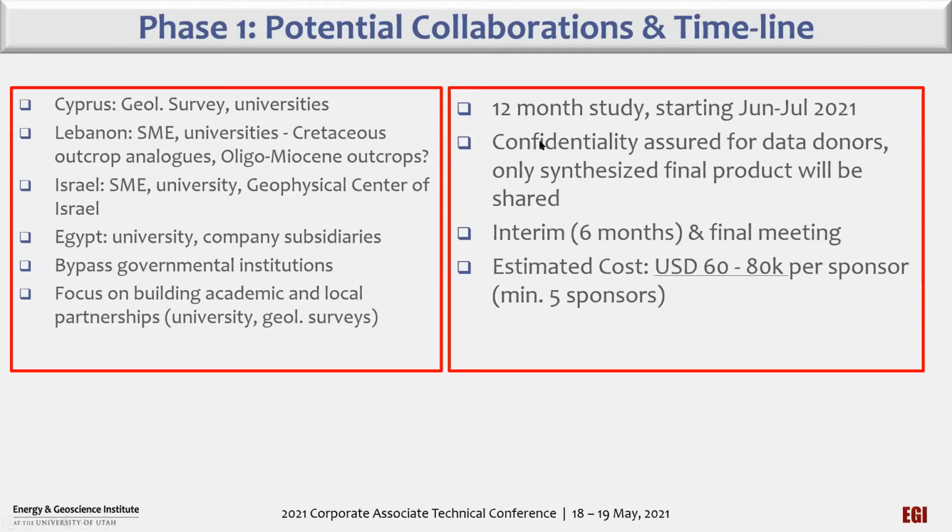We want phase 1 to be a 12-month study starting in the summer of 2021, in June or July of 2021. We anticipate the budget to be in the 60 to 80K US dollar range. The reason we don't have an exact value is it'll depend on the number of sponsors who join the study. But the minimum number of sponsors would be 5 to kick off this study.